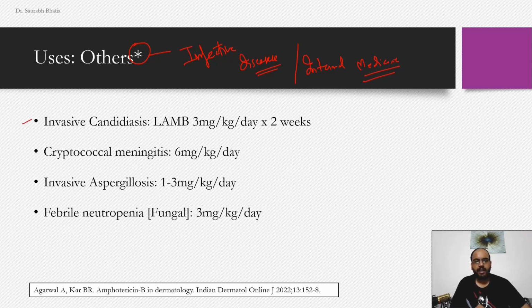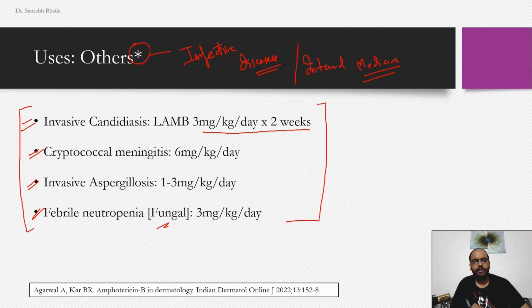So for invasive candidiasis, liposomal amphotericin B 3 mg per kg per day for 2 weeks. Cryptococcal meningitis, invasive aspergillosis, febrile neutropenia fungal in origin. I've written all the doses. These might never be asked in your viva, don't worry, but it's a good idea to know. If we are discussing amphotericin B, why not know a bit of everything?